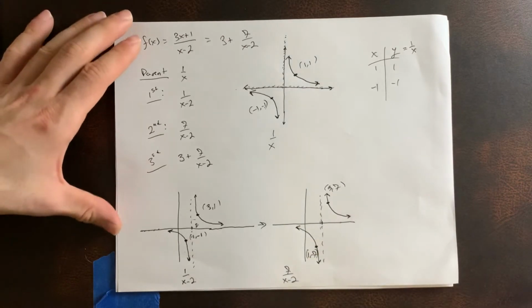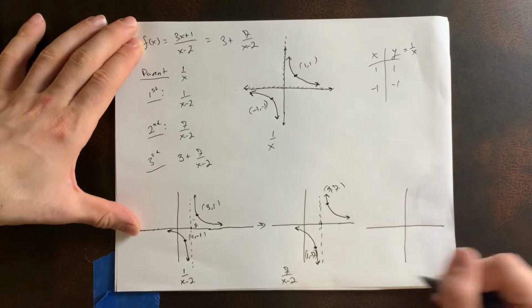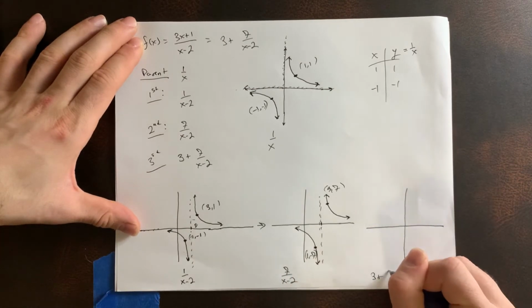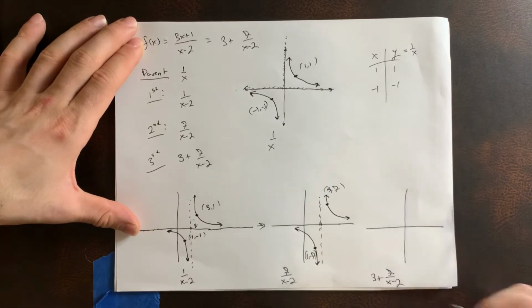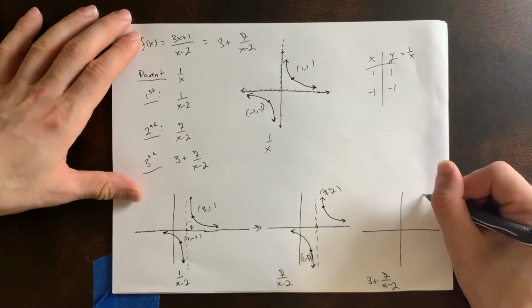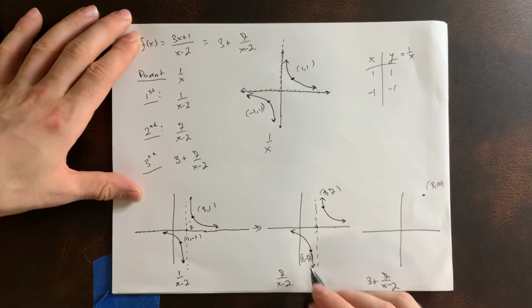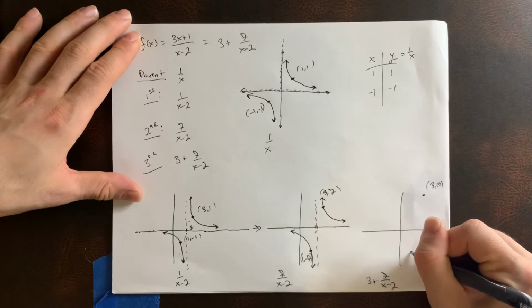All right, now let's move on to the last graph, this plus 3. Okay, plus 3 means we add 3 to all the y values. So here's a y value of 7, add 3, now it's going to be 10. Here's a y value of -7, add 3, now it's going to be -4.